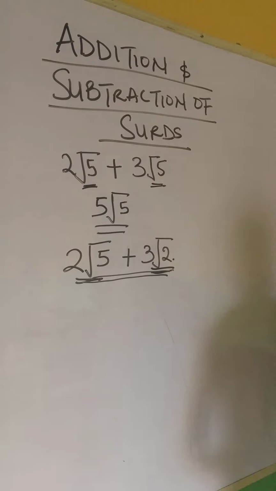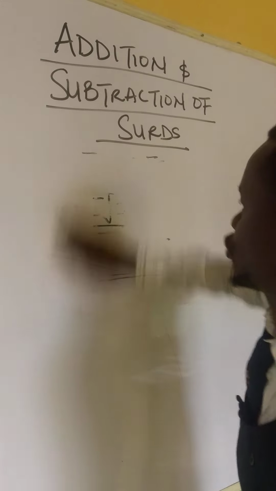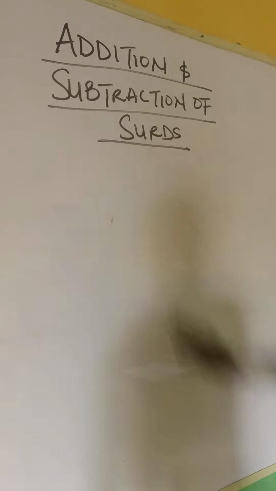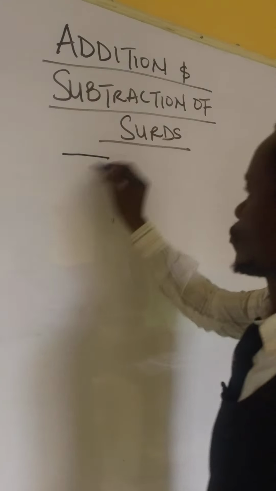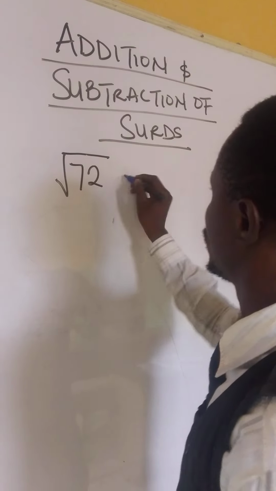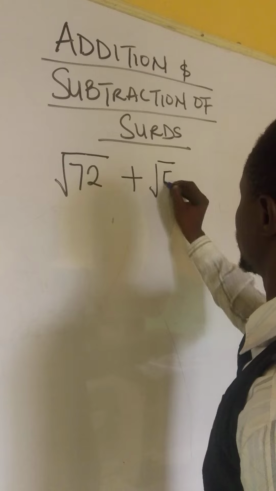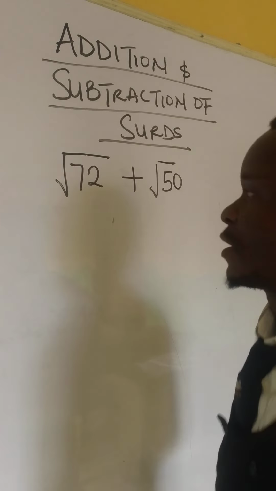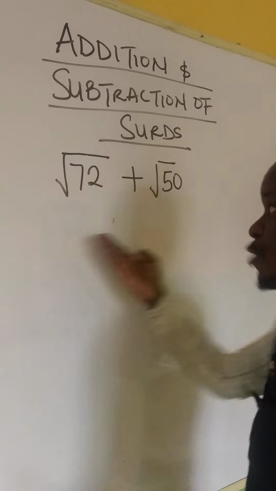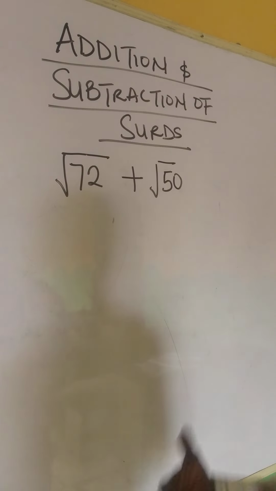Now let's have an example on addition of surd. Let's say, for example, we have root 72 plus root 50. So how do we add these two together? Now, like I told us, we can use the straight method or the factor method. Now let's try the factor method.